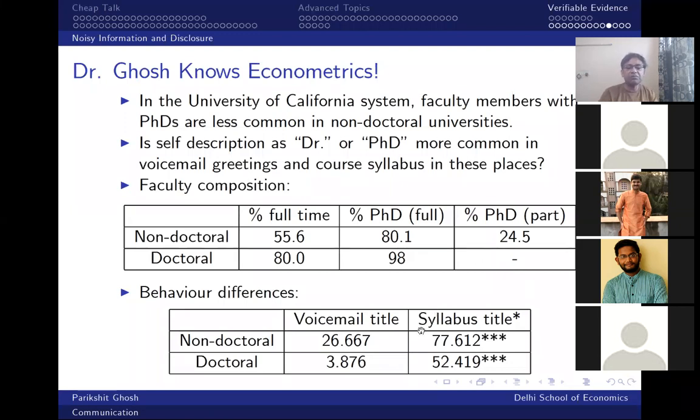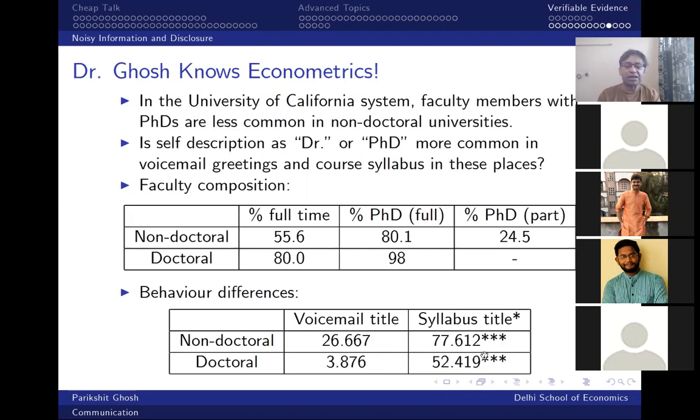Now, here's the behavior differences. That's in the next table. So, do they call themselves doctor in their voicemail titles? A full quarter of them do so in the non-doctoral places, right? But in the doctoral places like Berkeley, almost nobody calls themselves doctor. And similarly, in the syllabus title, 3/4 of them call themselves doctor. But in Berkeley, somehow on the syllabus, there's more mention of doctor, but still there's a substantial gap. And there's a statistically significant difference between these proportions.